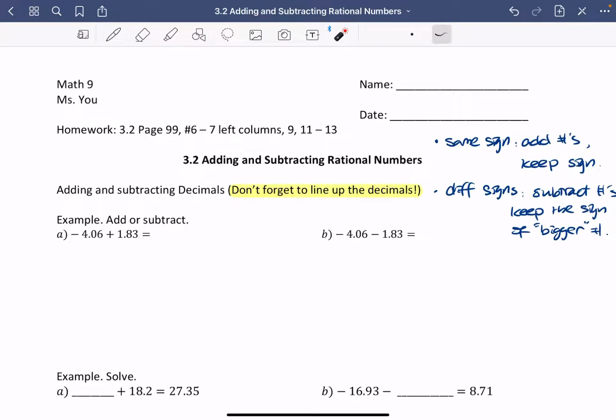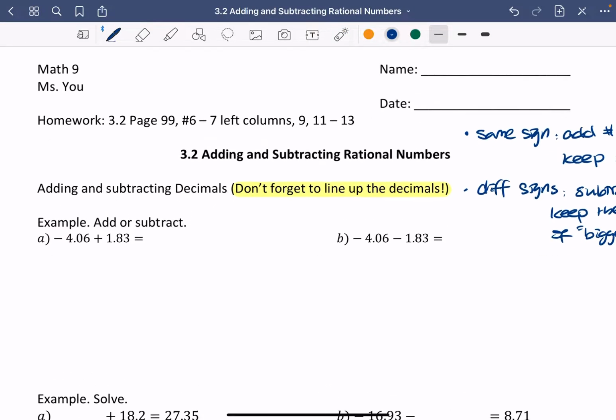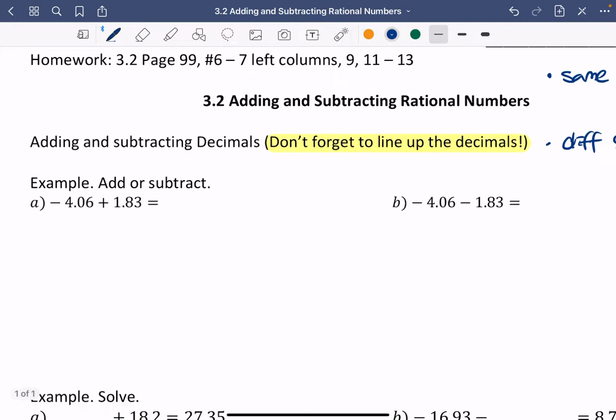So it's negative 4.06 plus 1.83. The first number is negative, the second number is positive, so they are different signs. We're going to subtract the numbers and keep the sign of the bigger number. So the first number is negative 4.06, the second one is 1.83. Which one is further from 0? Well, I know negative 4.06 is further, so my sign will be negative. And so let's subtract them first and keep the negative sign.